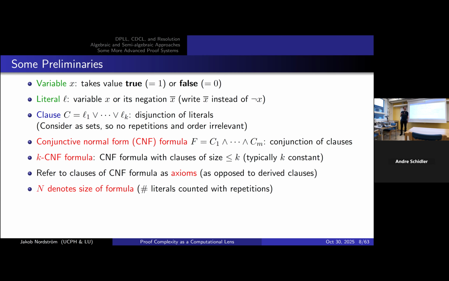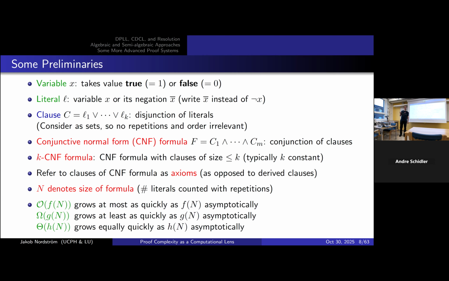Also, some other things. Sometimes I'll talk about K-CNF formulas. That's formulas where all clauses contain at most K literals. We usually think of K as a constant. And sometimes to distinguish when we have proof systems that derive new clauses, we talk about the original clauses in the input CNF formula as axioms. Whenever you see a capital N in these slides, this is typically the size of the input formula, which we can define as the number of literals in the formula counted with repetitions.